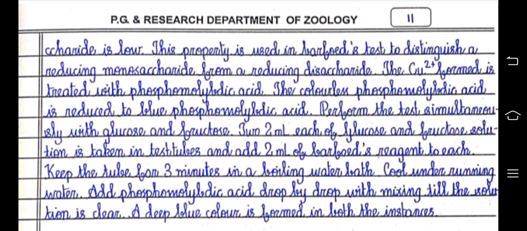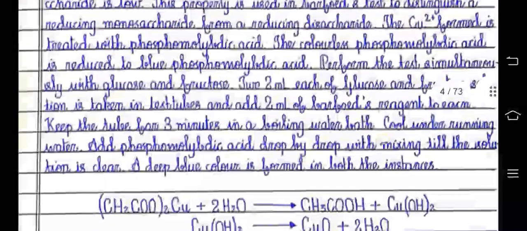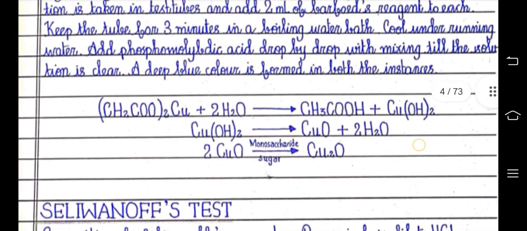Perform the test simultaneously with glucose and fructose. To 2 ml each of the fructose and glucose solution taken in test tubes, add 2 ml of Barfoed's reagent to each. Keep the test tubes 3 minutes in a boiling water bath. Cool under running water. Add phosphomolybdic acid drop by drop with mixing till the solution is clear. A deep blue color is formed in both the instances.